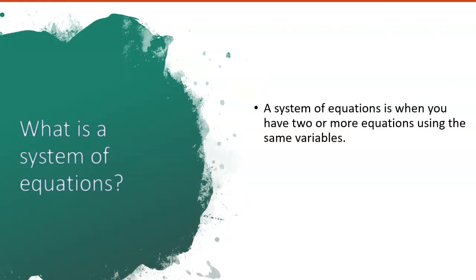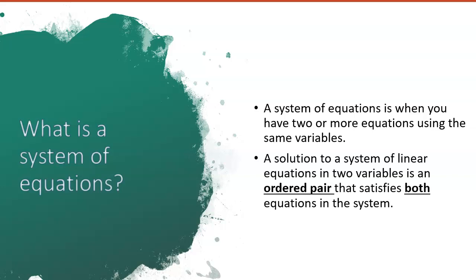So what is a system of equations? A system of equations is when you have two or more equations using the same variables. A solution to a system of linear equations in two variables is an ordered pair that satisfies both equations in the system. So we're going to be looking at not one linear equation, but two linear equations graphed or solved together.